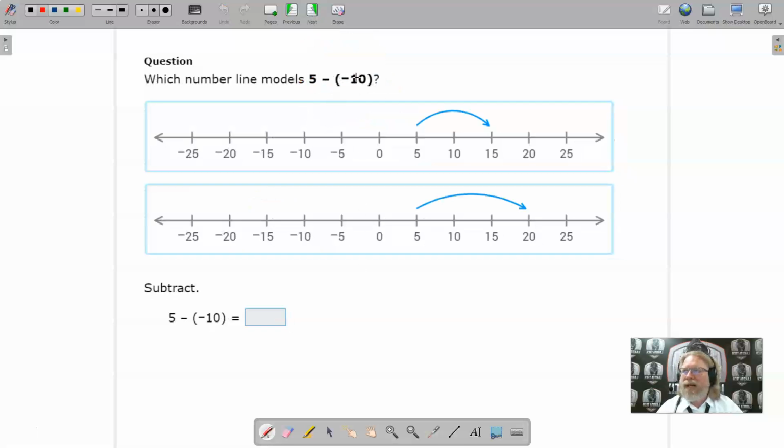Here we have another minus and negative, so let's change this. 5, change the sign, take the opposite of the number that follows. So we're looking to start at 5 and move to the right 10 places. They both start at 5, but moving 10 spaces, well, here's 5, 10. So this is going to be the correct one here, and we land at 15.